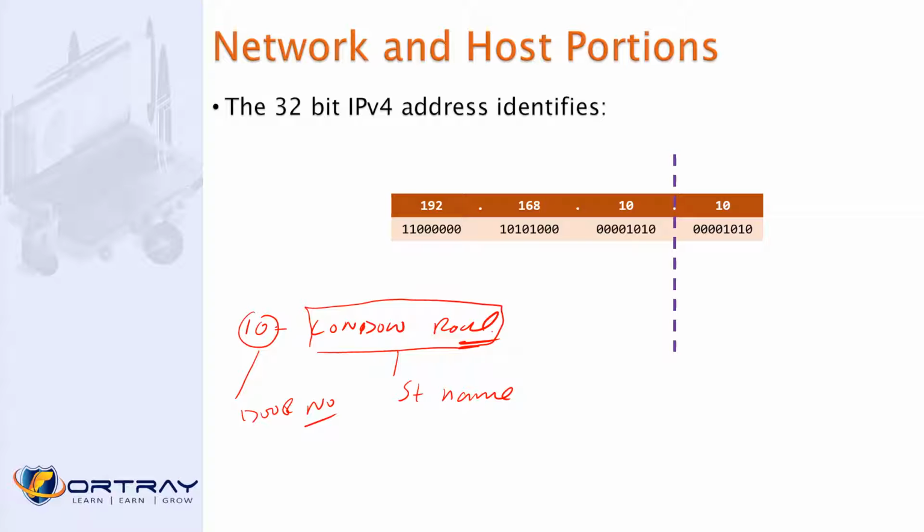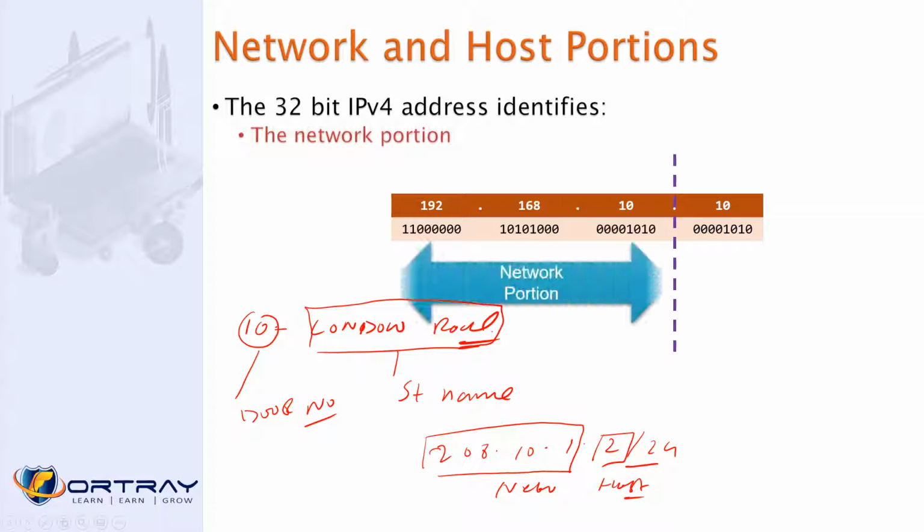So always, when you write an IP address wherever in the world, and you see any kind of IP address, let's say 10.1.2/24, for example, when I write this IP address, this is my network portion and this is my host portion. So basically, a network portion and a host portion.